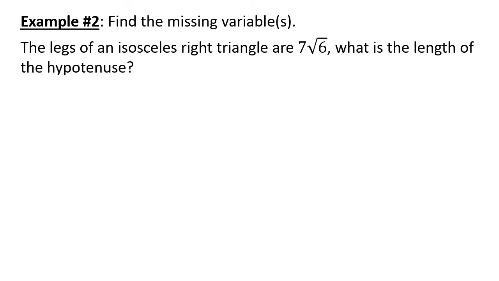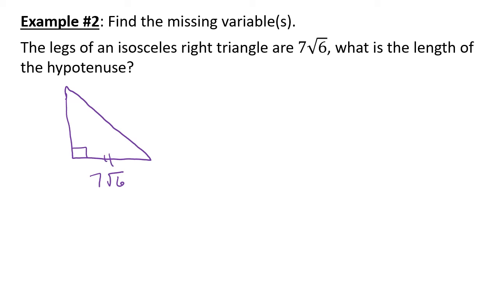All right. Now, some application type problems. The legs of an isosceles right triangle are 7 square root of 6. What is the length of the hypotenuse? The biggest thing, and you really wouldn't have to draw this picture if you could understand it from the problem, but it says your legs are 7 square root of 6.